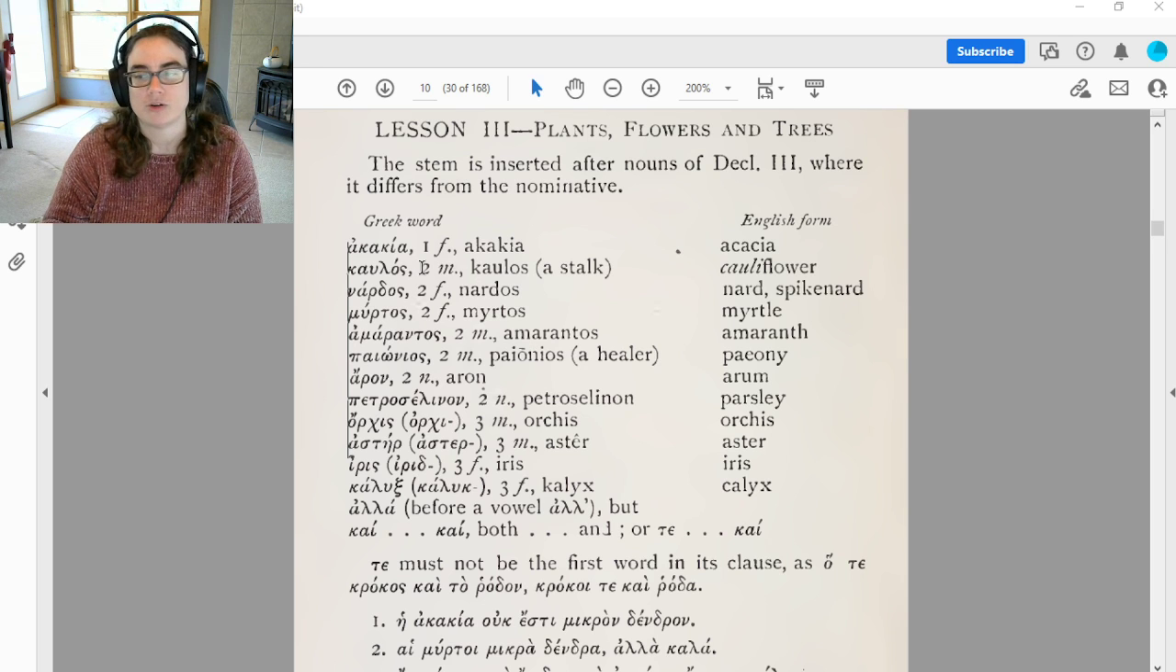All right, kaulos, a stalk. Okay, easy. Like cauliflower, which I guess means flower stalk, which I didn't know.